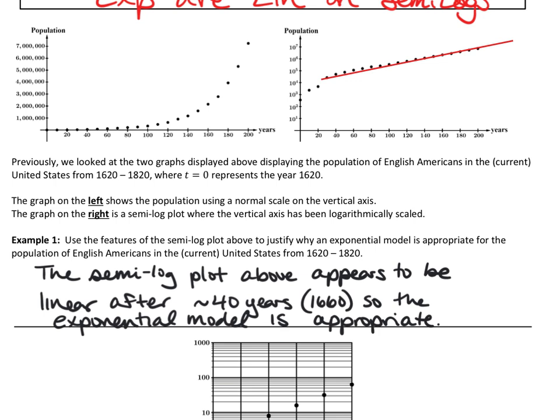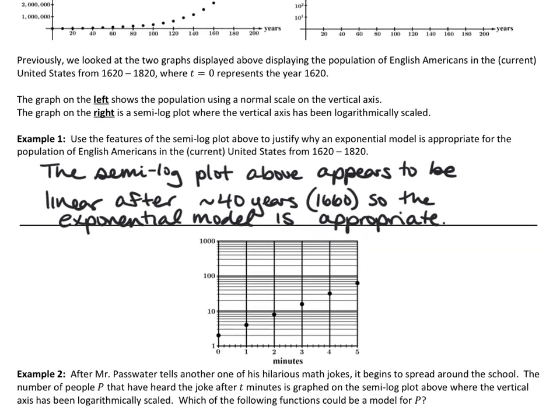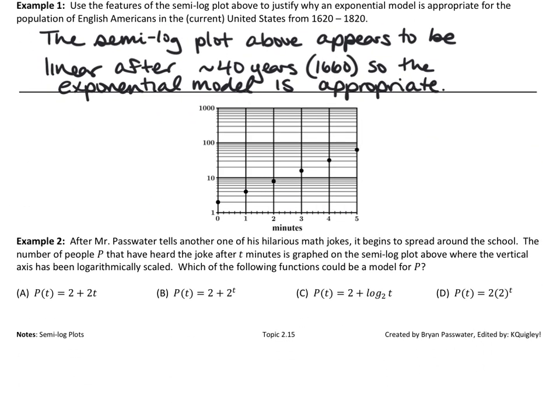So we look at that second example. It says, after Mr. Passwater tells another one of his hilarious math jokes, it begins to spread around the school. The number of people that have heard the joke after T minutes is graphed on the semi-log plot above, where the vertical axis has been logarithmically scaled. Which of the following functions could be a model for P?